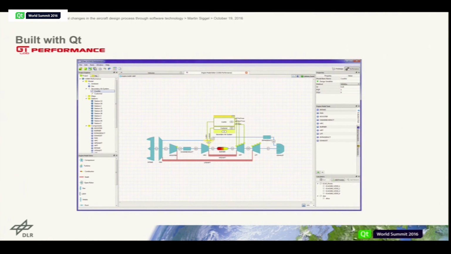Performance looks like this. It allows you to make a thermodynamic analysis of the combustion process and of the whole engine process. You can just plug and play, plug all these parts together into one engine, do some simulations, and you instantly know the behavior, the rough behavior of the engine. So this is the conceptual design phase of the engine, so to say.